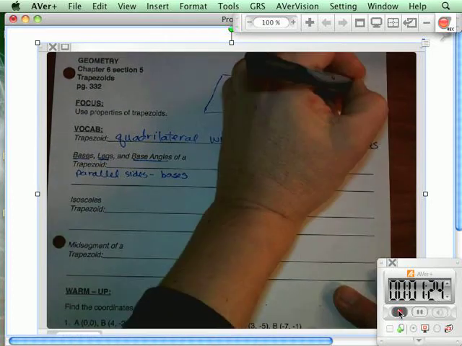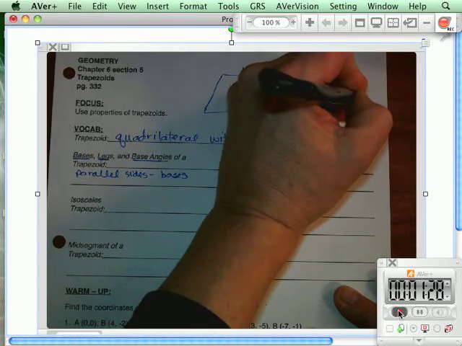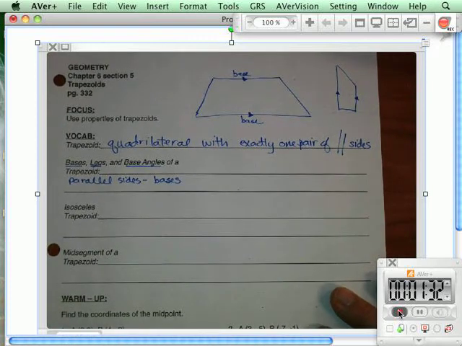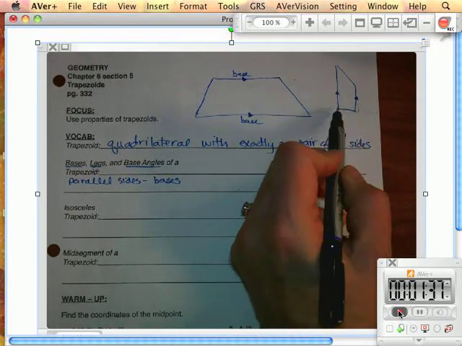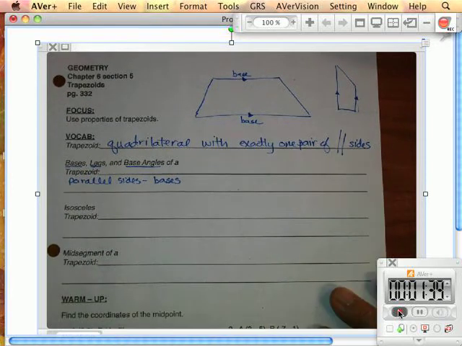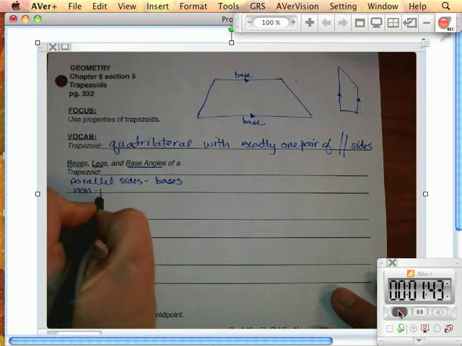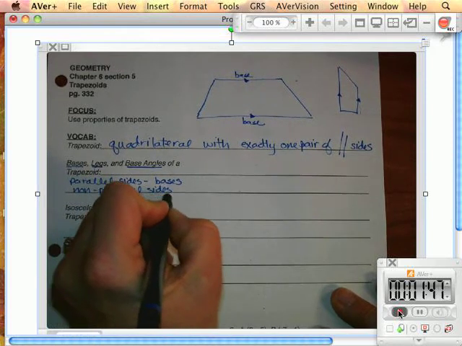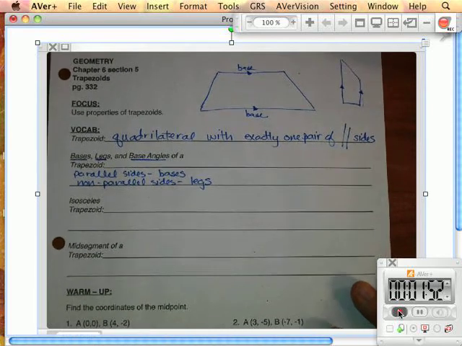Could you have a trapezoid like this? Could you have a trapezoid like that? Yeah. The parallel sides are the bases. These are still the bases. It's just twisted, turned. All right, so then the non-parallel sides are called the legs. Non-parallel sides are called the legs.